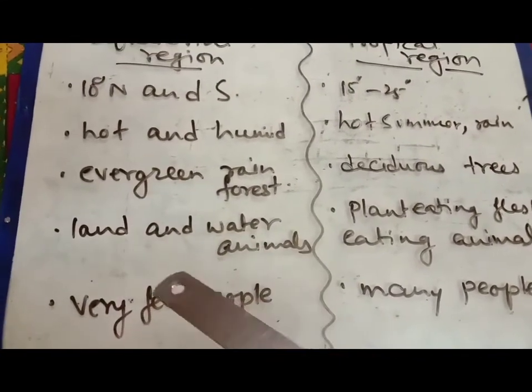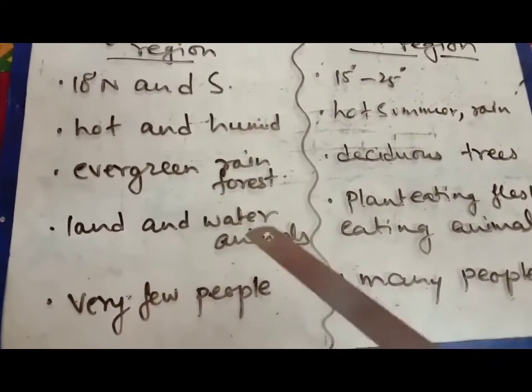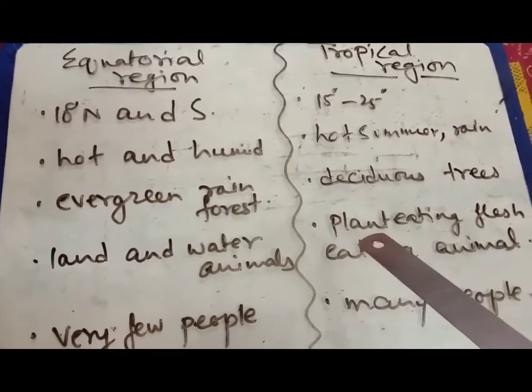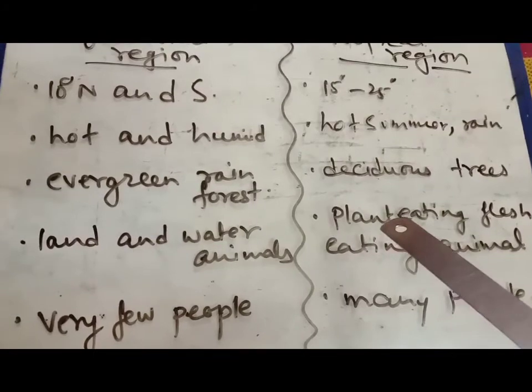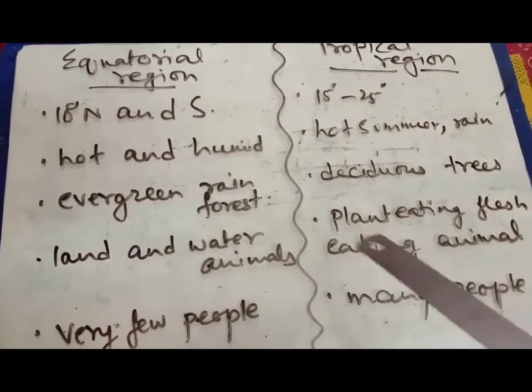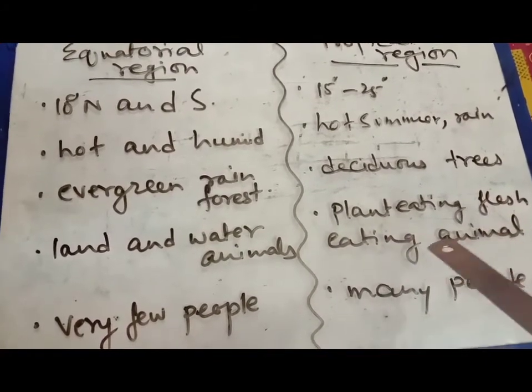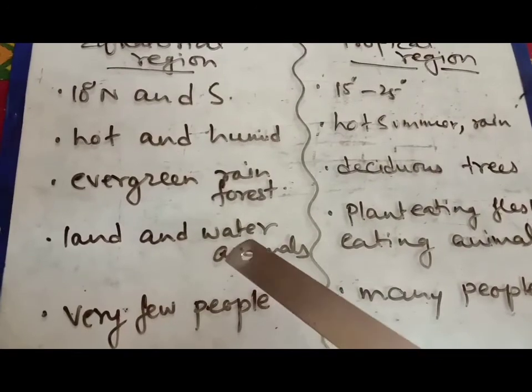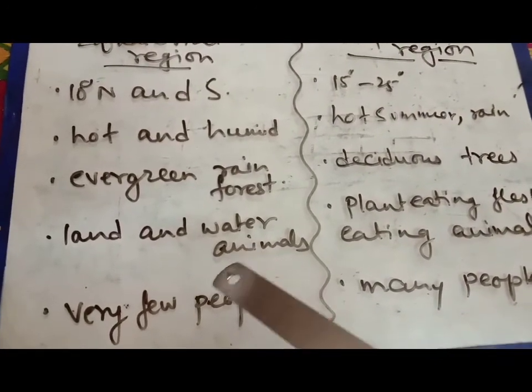Another characteristic of the equatorial region is that we get lots and lots of different kinds of land and water animals. In the tropical region, we can see plant eating and flesh eating animals, and wild animals also. There also we get different kinds of animals, but in the equatorial region we get the largest variety of land and water animals.